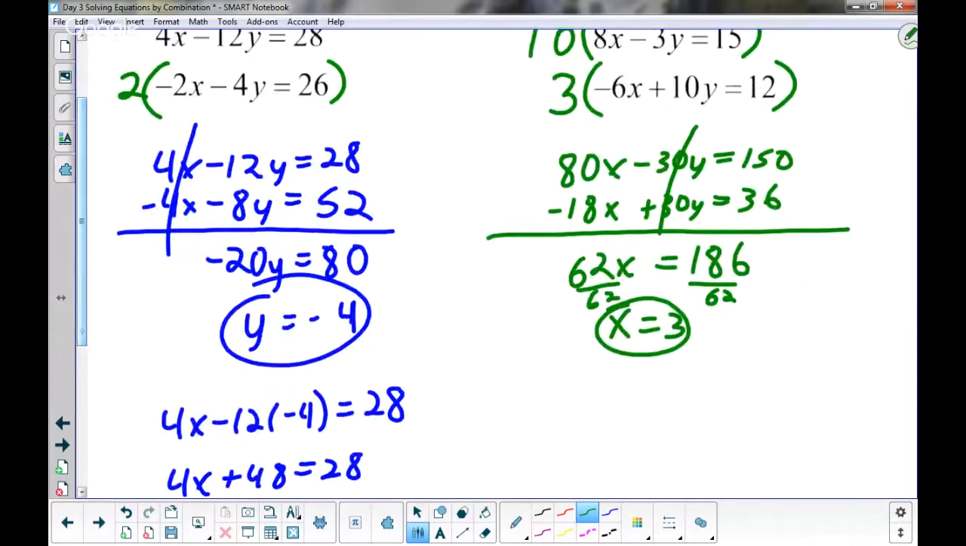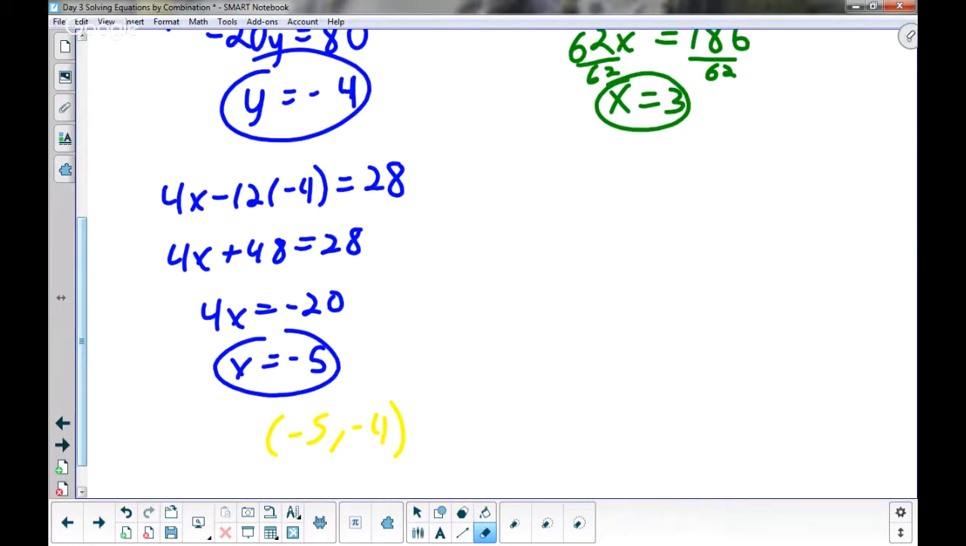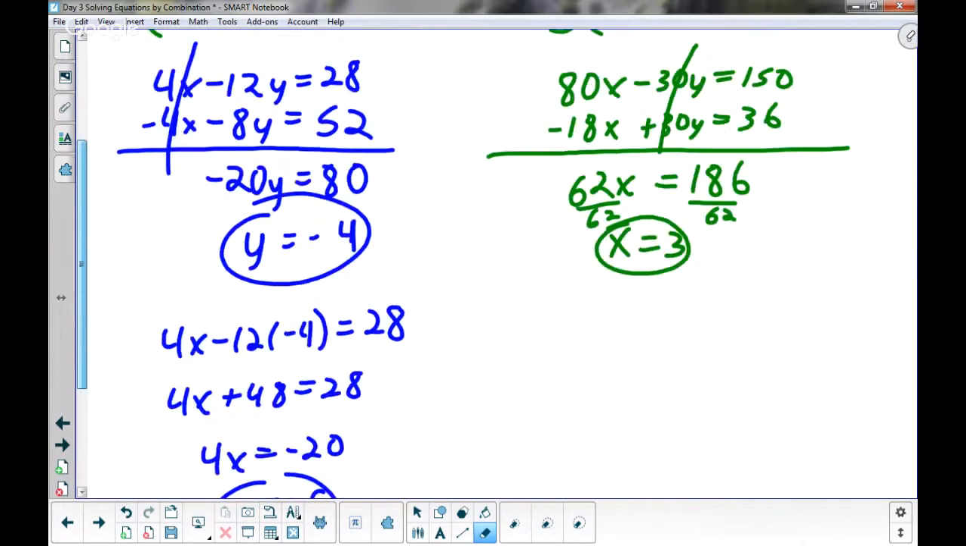All right, again, plug it into any of them. I'm going to plug it into the second one, or the first one. 8x minus 3 times 3 equals 15. 8x minus 9 equals 15. 8x equals 24, so x here is 3. Oops, I did that wrong. My bad. I had x, I'm trying to solve for y. Sorry.